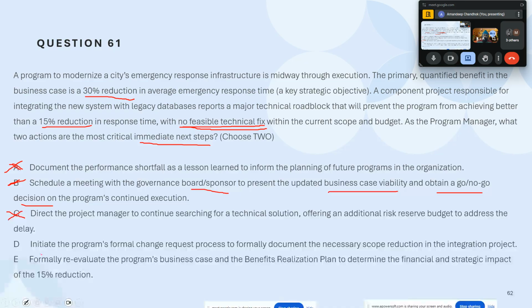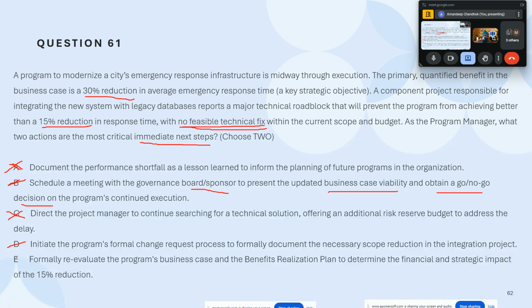Now, D: initiate the program's formal change request process to formally document the necessary scope reduction in the integration project. When you really think about it, you cannot immediately get onto this one unless the board approves you to go in that direction. I think someone said D is the answer. Yes, D could be the answer, but it's two steps and not three steps. So let's still park D here, because one of the answers says schedule a meeting, and nowhere does it say that he has already had the meeting.